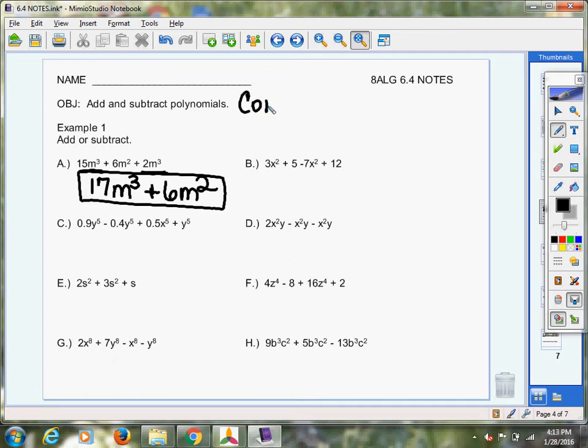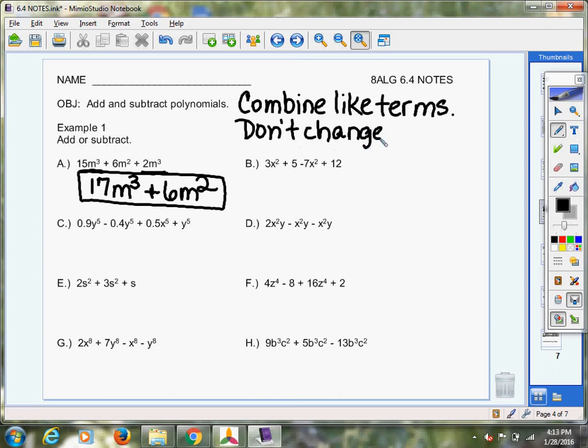Let's put that as a note up here. Combine like terms. Don't change exponents when adding or subtracting.